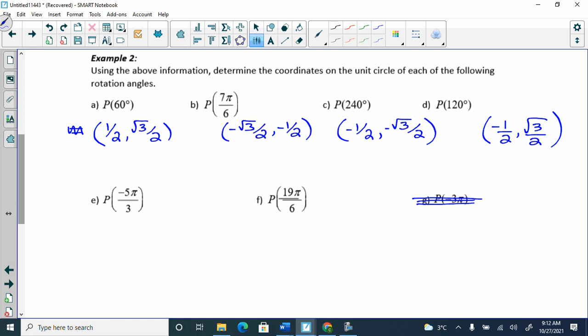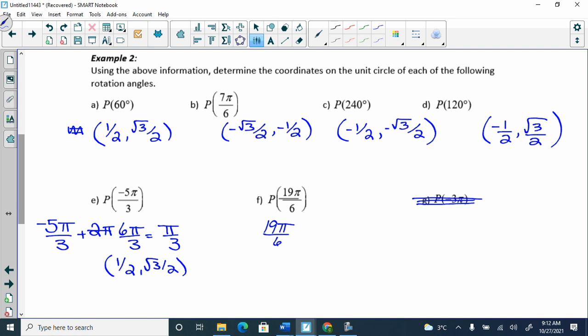What about negative 5 pi over 3? Is that on the unit circle? No, so I'm going to go negative 5 pi over 3 plus 2 pi, which is actually the same as 6 pi over 3. So it would be pi over 3. And then 19 pi over 6, that's not on it. So I go 19 pi over 6 minus 2 pi, which is actually like minusing 12 pi over 6. So I get 7 pi over 6, which is right there. Negative root 3 over 2 and negative a half.